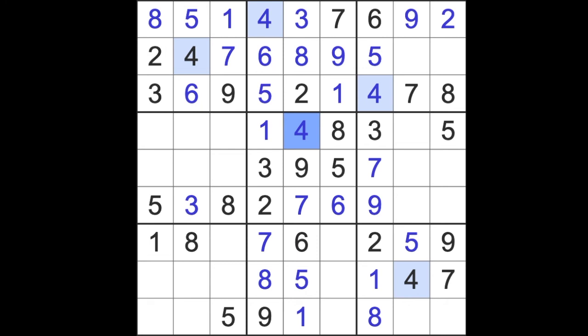Are you enjoying the Sudoku game? I hope so, because this is how it is, really. This is the fun of it, finding the logic and understanding what's going on here.